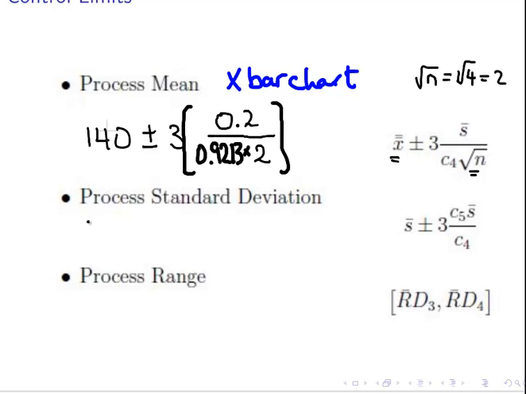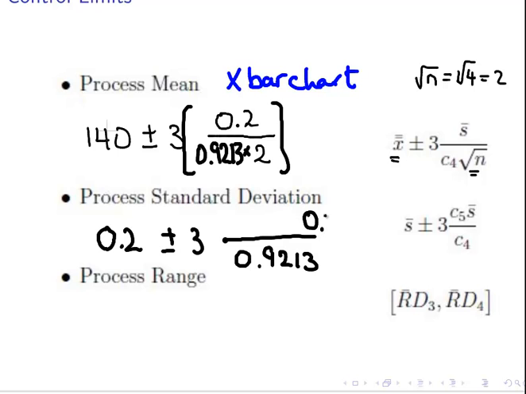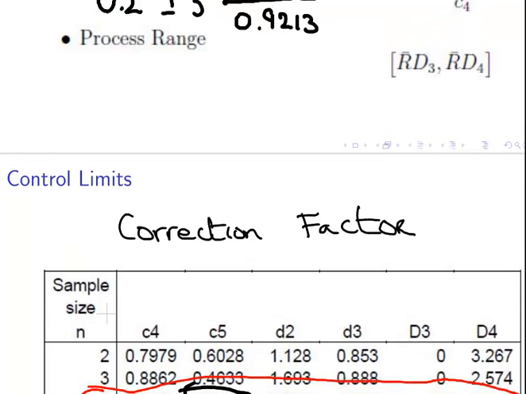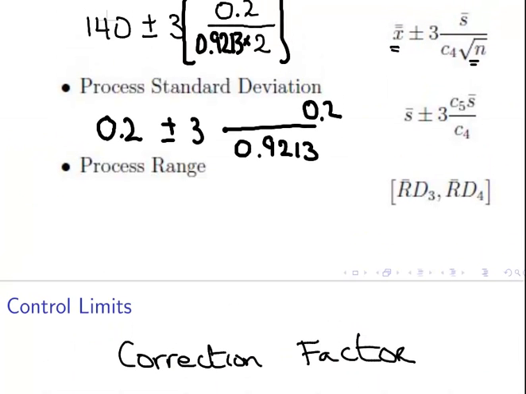S bar, what we're going to say here is S bar is 0.2, okay, plus or minus 3 times C5 over C4 S bar. So C4 again is 0.9213, S bar is 0.2, and C5 is 0.3889. Okay.